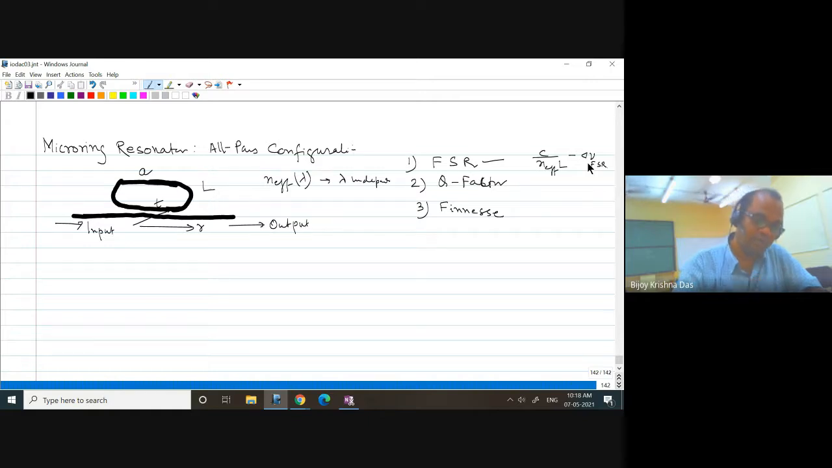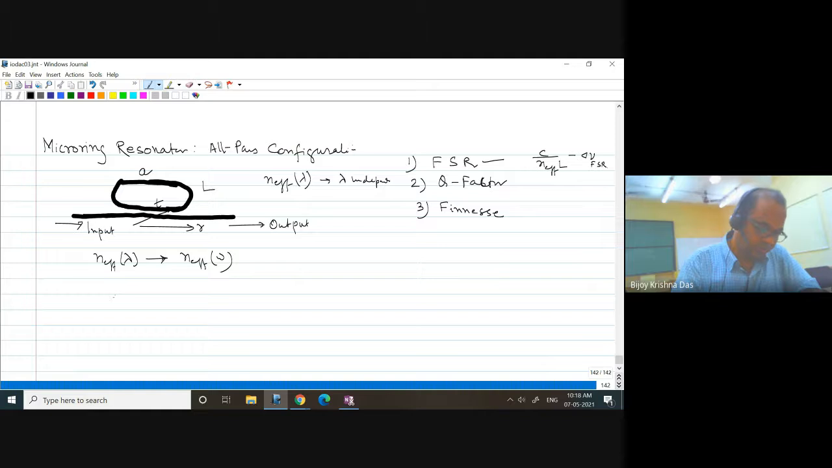Right now, the same FSR I would like to discuss today, in case n effective is, in a practical situation, lambda dependent, or we can say omega dependent. So this is the case, and now we would like to find out the FSR value.